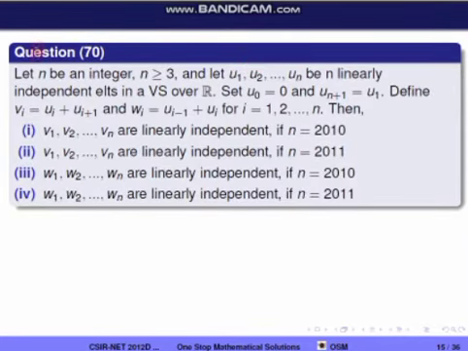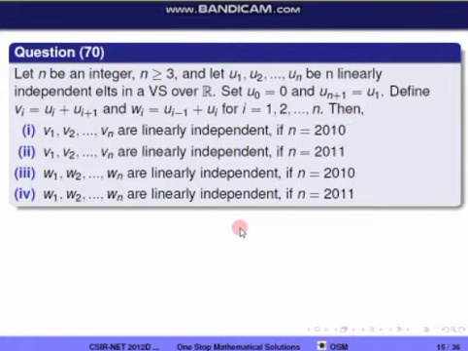Next question, question 70. Let n be an integer, n greater than or equal to 3, and let u1, u2, etc. up to un be n linearly independent elements in a vector space over R. Set u0 equal to 0 and u(n+1) equal to u1. Define vi equal to u(i+1) and wi equal to u(i-1) plus ui for i equal to 1, 2, etc. up to n. So they have given the ui's to be linearly independent elements, and they have defined vi and wi. We have to check which of the options is correct.